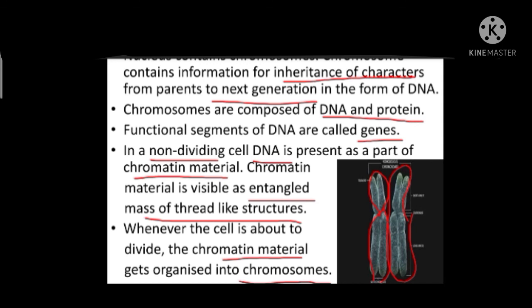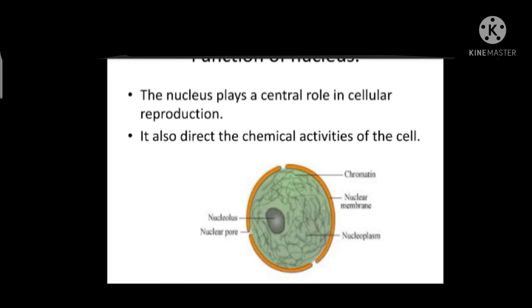In a non-dividing cell, the structure which is present is the chromatin material, which will be very long, thin, thread-like structure seen as an entangled mass. But a chromosome will be seen only in the dividing cell, where this chromatin material will become closely coiled, very highly coiled, very close to each other. As a result, it becomes a rod-shaped structure. Is it clear?